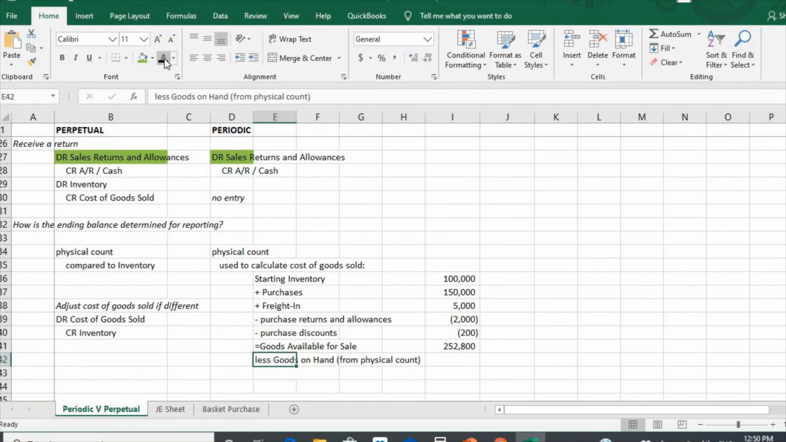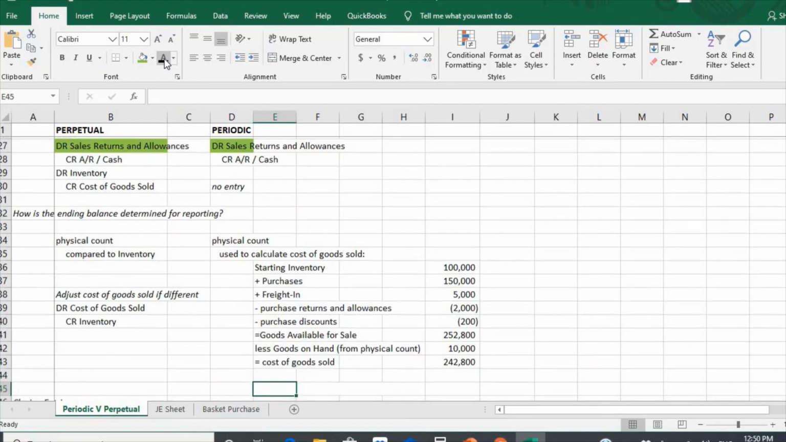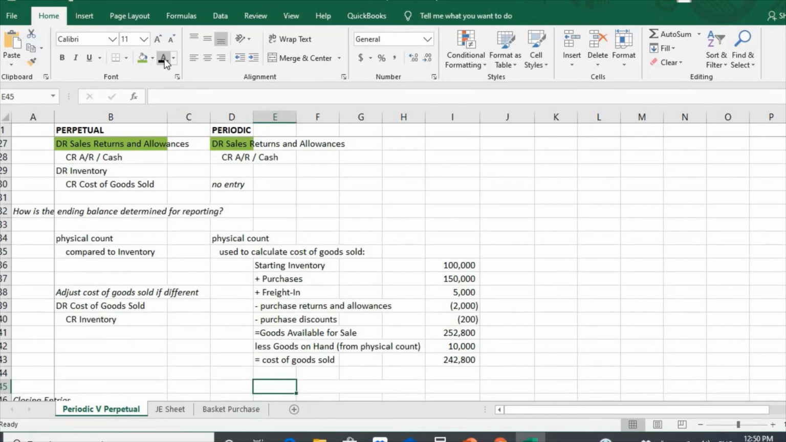Then we do a physical count. How much is really left? Under the periodic system, then we assume that the difference between what we had and what we have left must be the cost of goods sold. Now realize that at this point, there is no cost of goods sold account that exists in the periodic system. You could either create one through closing entries, or through the inventory adjusting entry, or you could actually report all of these items on your income statement.